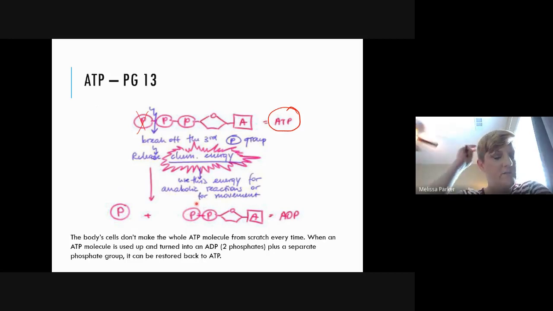The body cells do not make the whole ATP molecule from scratch every time. So when an ATP molecule is used up, it's turned into adenosine diphosphate because it has two phosphates plus a separate phosphate group. And it can be restored back to ATP. So it's like a rechargeable battery, where I'm going to release this over here by itself, create a lot of energy, but eventually I can take this molecule and just recharge the energy by eating something that contains phosphates in it. And that phosphate can attach back to that adenosine diphosphate and make adenosine triphosphate, and then it's ready to be used again to create more energy.